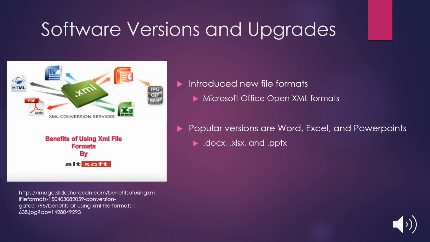Microsoft Office 2007 introduced new file formats called Microsoft Office Open XML formats. Popular versions would be Word, Excel, and PowerPoint. For Word, it would be period docx. For Excel, it would be period xlsx. And for PowerPoint, it would be .pptx.